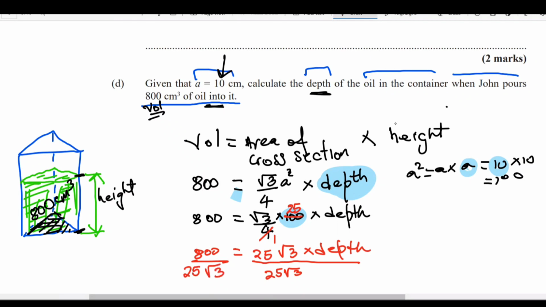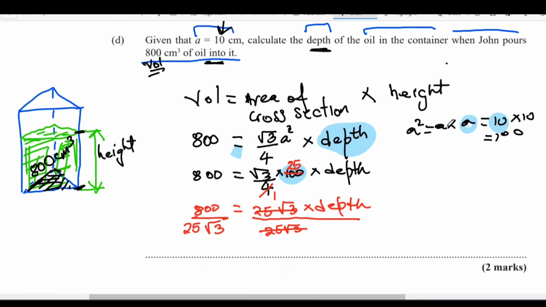25 root 3. It will cancel itself on the right side. So you could see now that we have the depth alone on the right side. I'll highlight it. We have the depth alone is going to equal whatever number we get here. You could work that out on your calculator. 800 divided by, you could put it in a bracket so you don't make any error, 25 root 3. And the answer is that the depth is going to equal 18.47. I could say 18.5 centimeters.